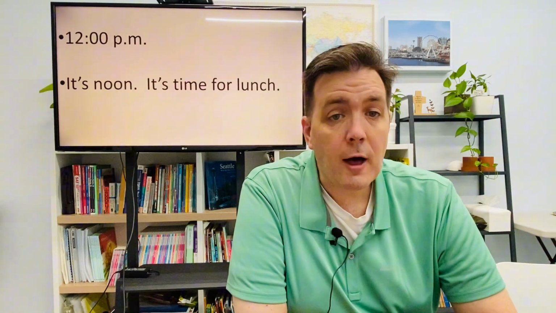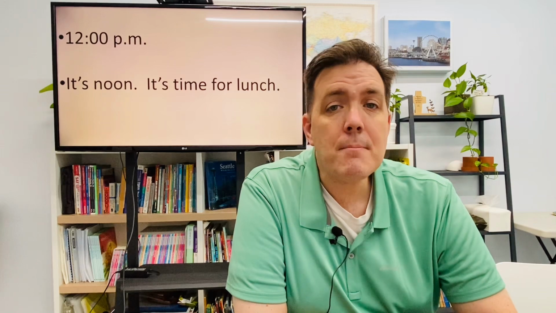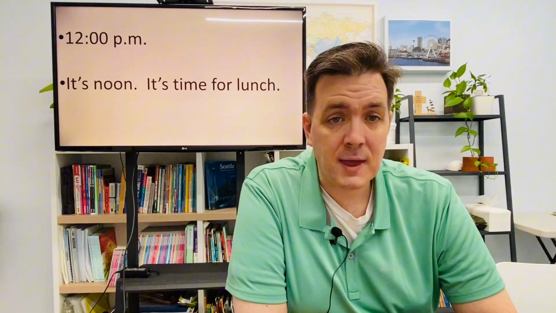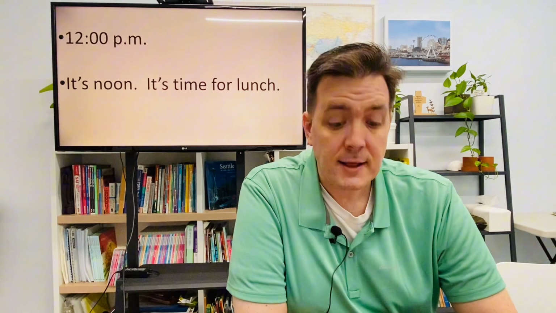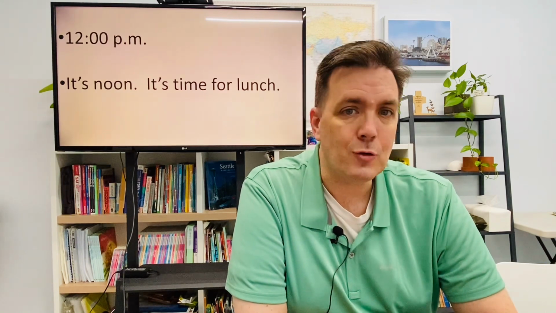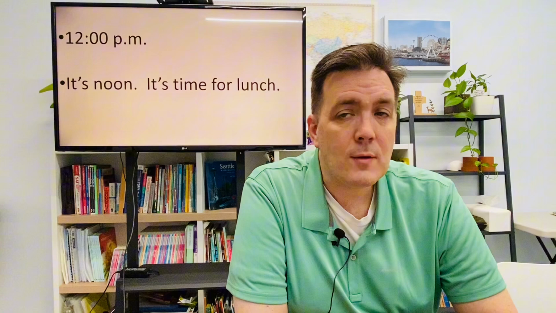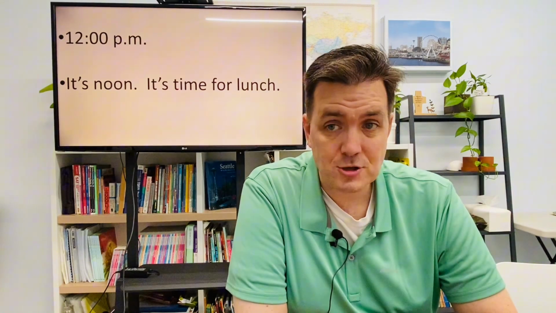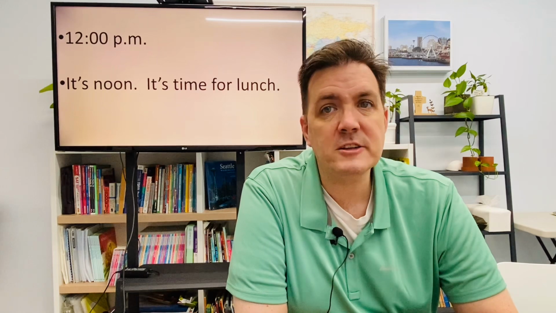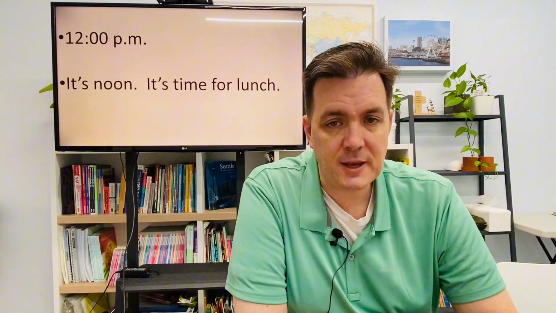Last two numbers, it's 12 p.m. p.m. means in the afternoon. Okay? Now 12 p.m. is the beginning of the afternoon. And so what do we call that? It's noon. Now 12 o'clock p.m. means it's time for lunch. It's 12 p.m., the sun is up, it's the warmest part of the day.